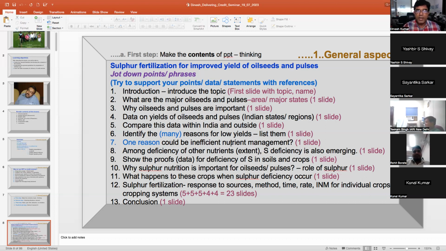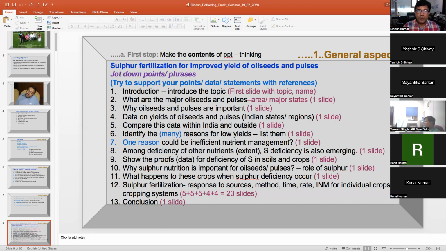Next slide, you can make data on yields of oil seeds and pulses. Okay, you will get the data. And this data will suggest that the yields or production of oil seeds and pulses is low. Per hectare production is low. One slide you can show.